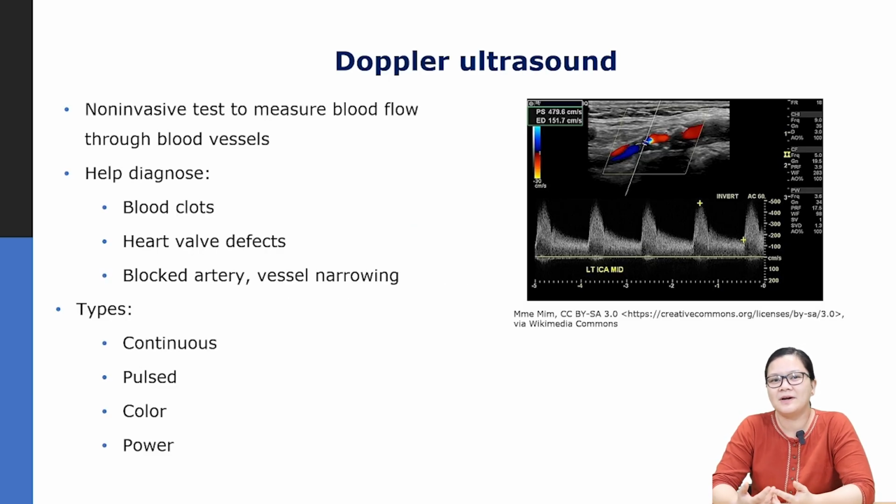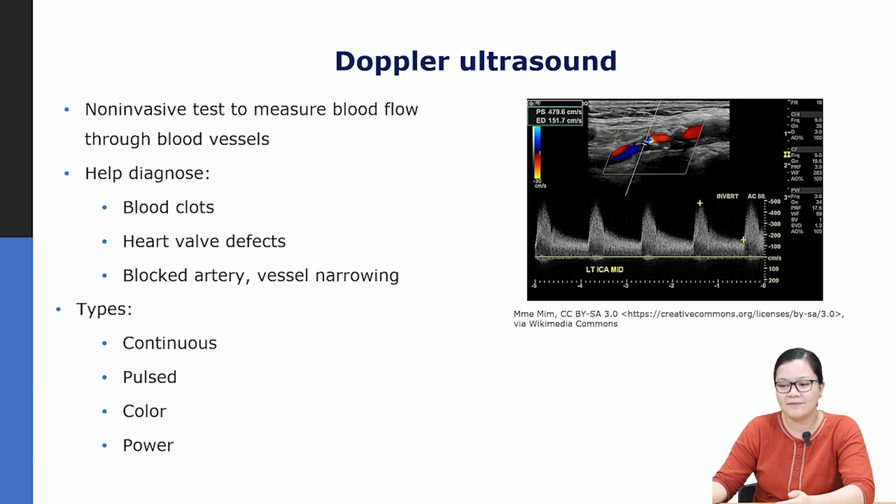We first started out with talking about Doppler ultrasound, and this is a method to measure blood flow in blood vessels. Doppler ultrasound has been used to diagnose blood clots, heart valve defects, as well as blocked arteries or vessel narrowing called stenosis. What is being shown here is what a typical Doppler display looks like in a scanner, where you have color Doppler overlaid onto the B-mode image, as well as the spectral Doppler that looks into the blood flow velocities. We'll do a recap on these parts in subsequent slides.